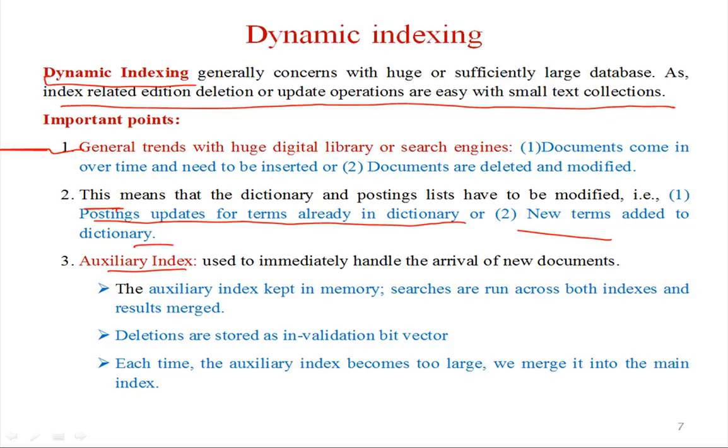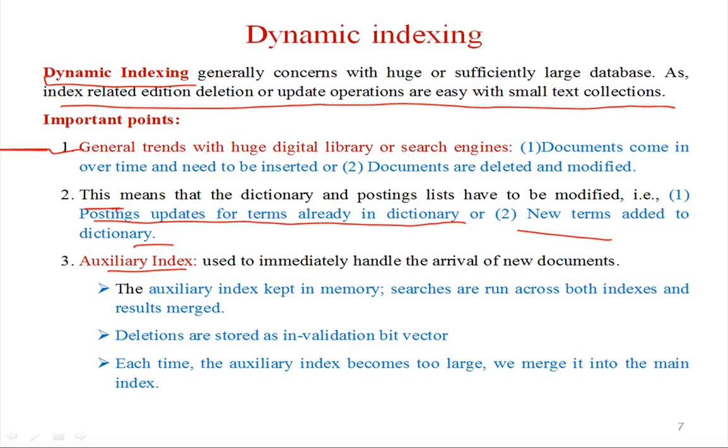If there is a requirement that a new document be included quickly, one solution is to maintain two indexes. First is a large main index and a small auxiliary index that stores the new documents. The auxiliary index is kept in memory. Searches are run across both indexes and results merged. Deletions are stored in an invalidation bit vector. We can then filter out the deleted documents before returning the search results. Documents are updated by deleting and reinserting them.